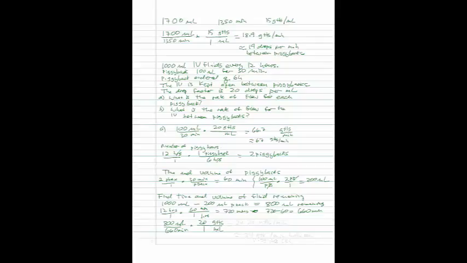The amount of time between the piggybacks. So we have 800 times 20 divided by 660, or 24.24 drops per minute. And we like to round this, so let's go ahead and say that's approximately 24 drops per minute between piggybacks. And that will conclude this lesson.